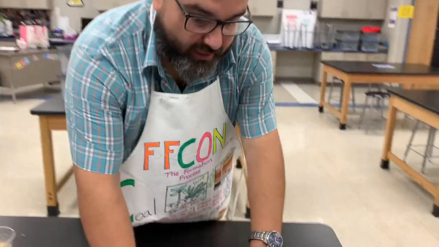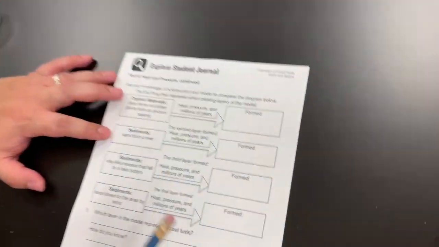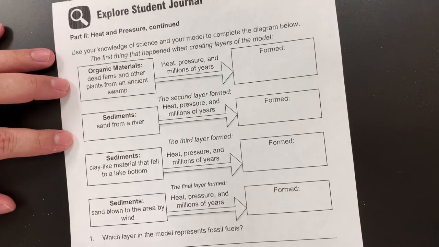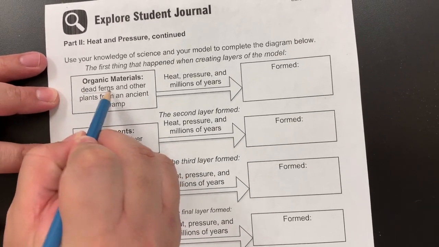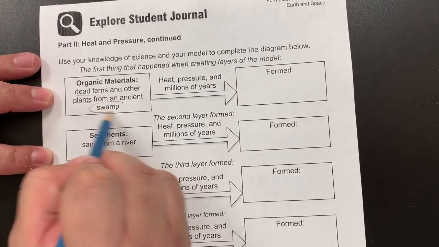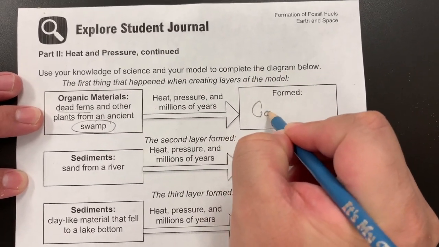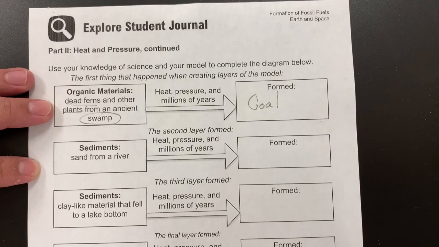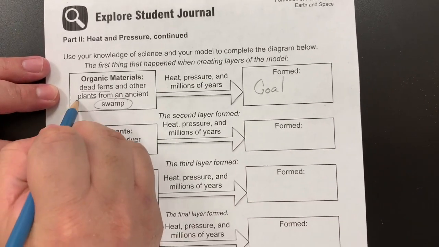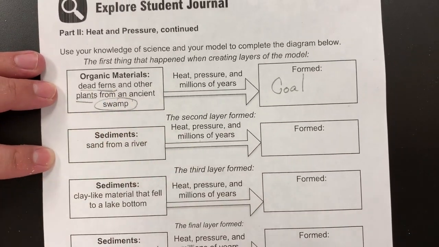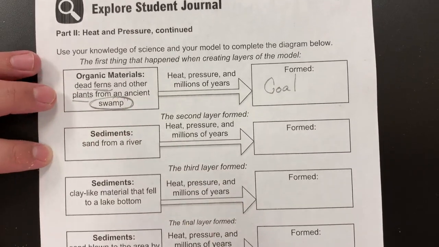All right, guys, in closing, let's go ahead and answer the back of this student journal. So, key things to remember: anytime we have dead ferns or plants and animals from a swampy area, this is always going to be your coal. Yes, coal will always come from plants and animals in a swampy area.